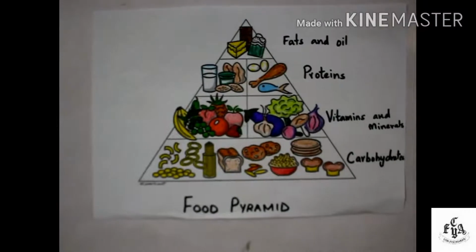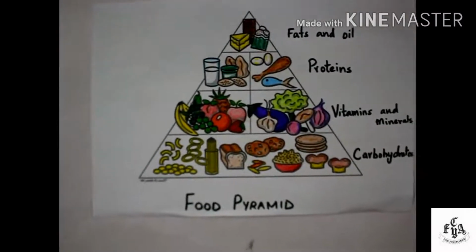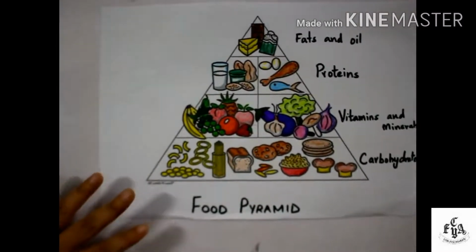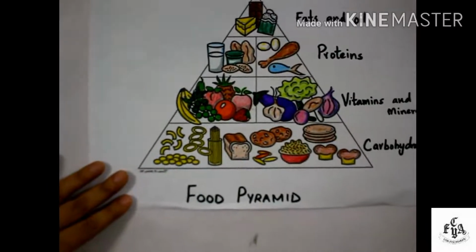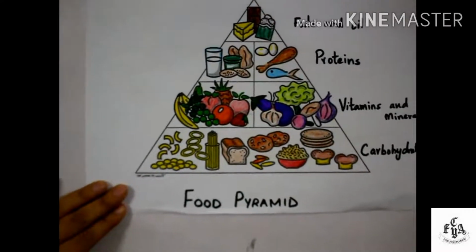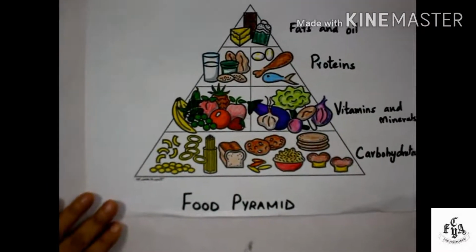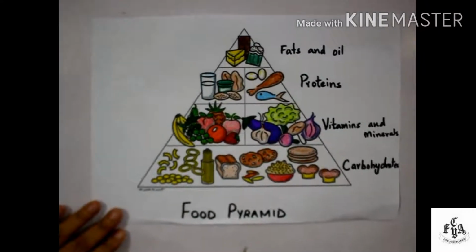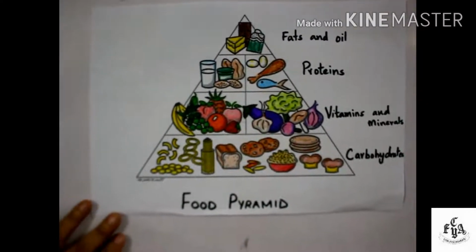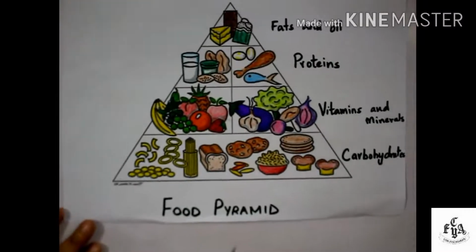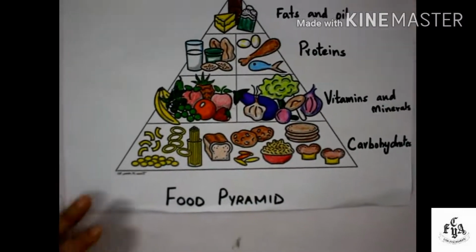So this was all about the food pyramid, and we have to take all these foods, and we have to be careful about the hygienic conditions as well. We have to wash all these fruits and vegetables before cooking. We have to wash the cooking areas and cooking utensils as well. We have to wash our hands as well while cooking.